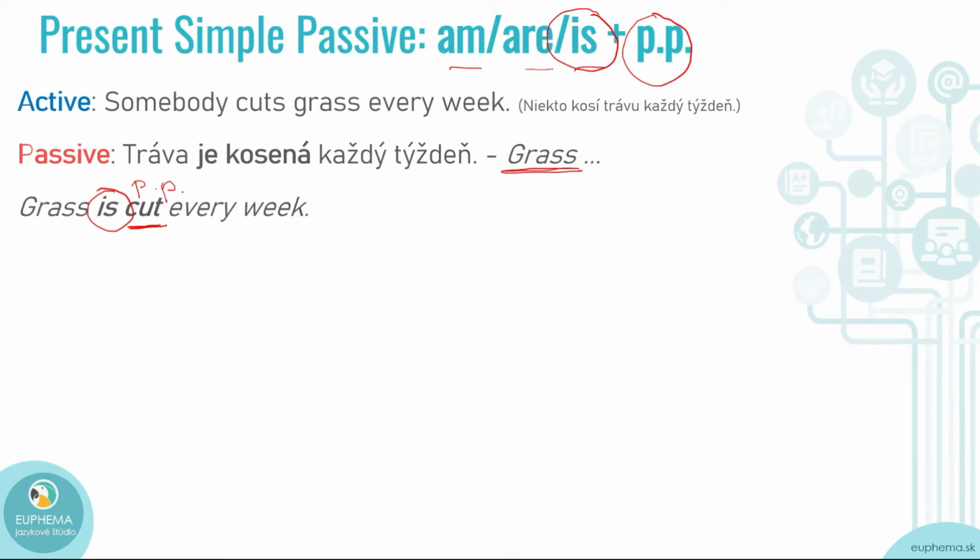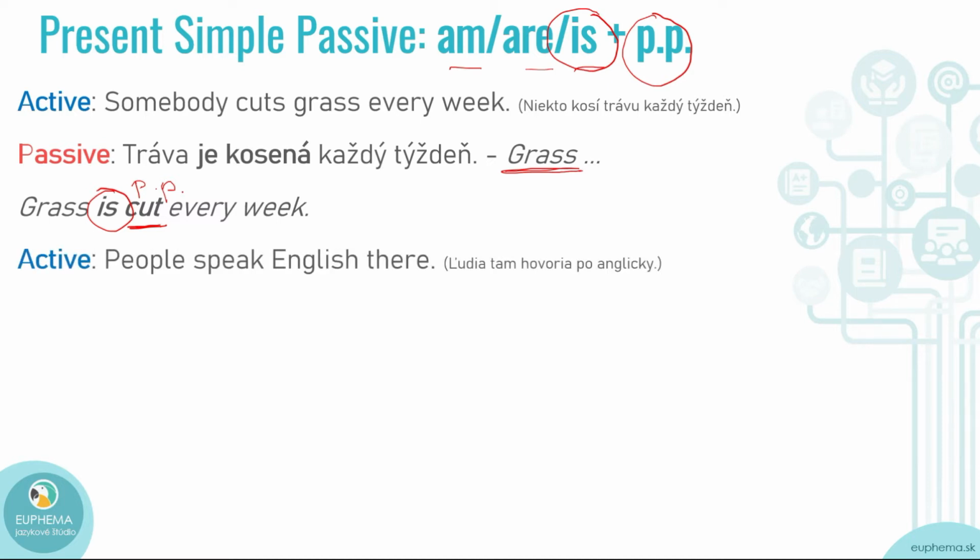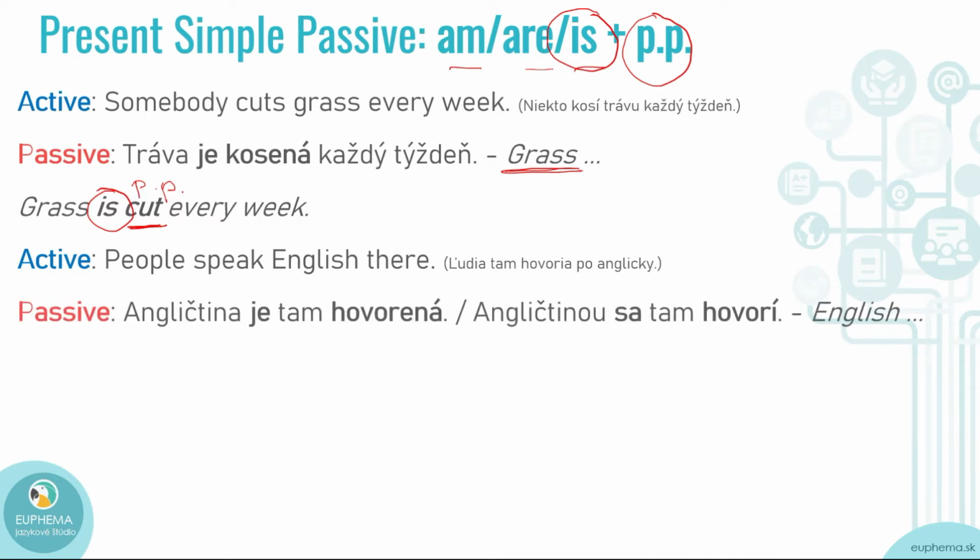Great. Now another example, active. People speak English there. Passive. Now you have to start with English. So try to make the passive sentence now. And let's check. English is spoken there. All right, so again, this is, which is the third person of be in the present simple, plus spoken, irregular verb, again, past participle, speak, spoke, spoken. So English is spoken there.